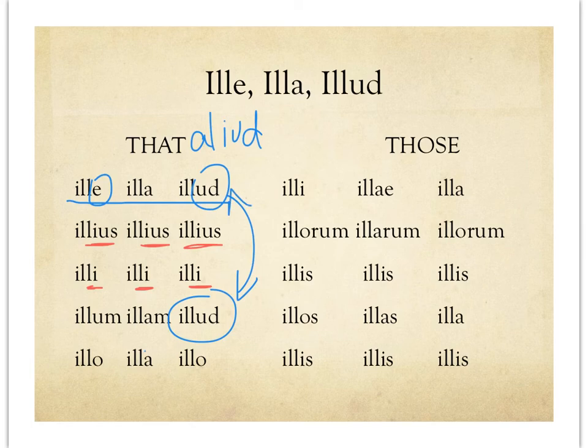Illo, illa, illo. Completely regular there. And again, in the plural, you can see it's totally regular. Illi, illae, illa, illorum, illarum, illorum, illis, illis, illis, illos, illas, illa, illis, illis, illis. So it is only in these particular places that it's irregular, and the places where it's most irregular are in these particular unus nauta ways. So it is irregular, but irregular in a way that you're already familiar with.